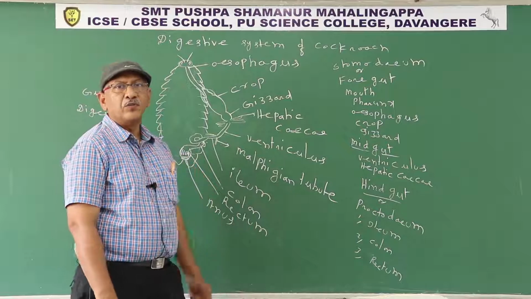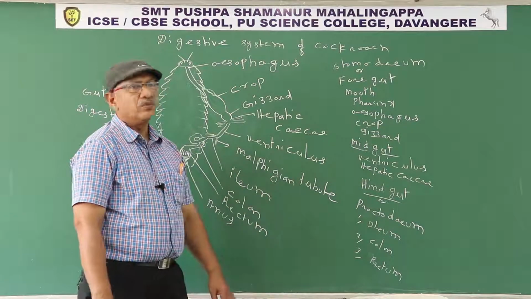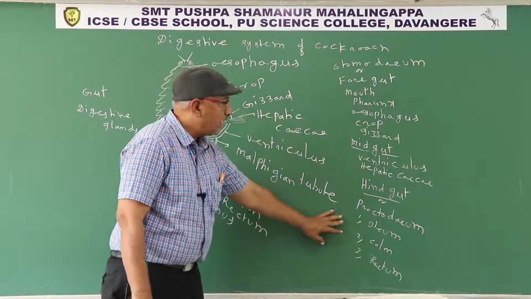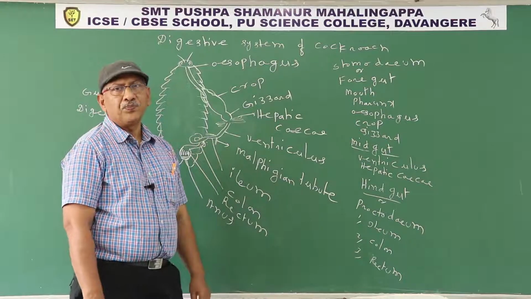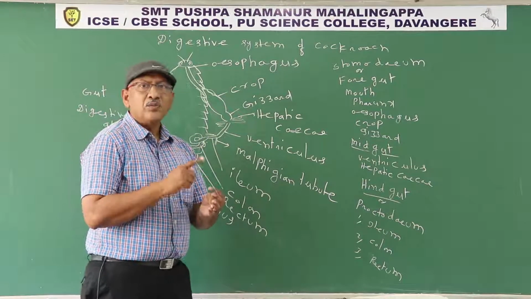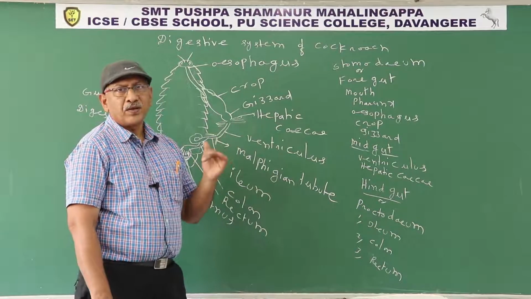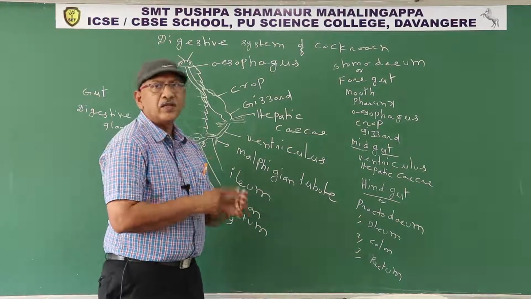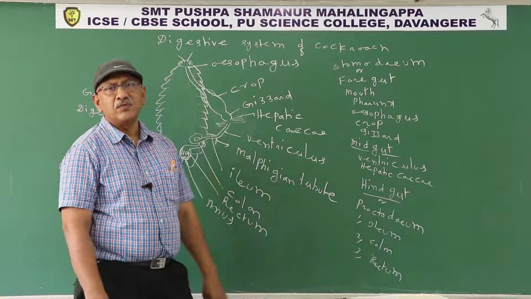Cuticle is formed from the epidermis. Epidermis is formed from the ectoderm. That means foregut and hindgut are derived from the germinal layer ectoderm. Ectoderm, mesoderm, endoderm: these are the three germinal layers. Ectoderm is the first germinal layer, endoderm is the second germinal layer, mesoderm is the third germinal layer.